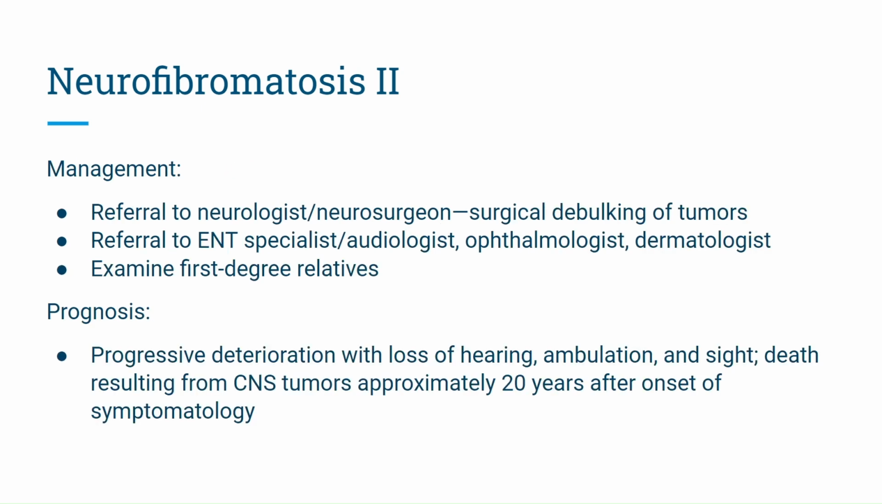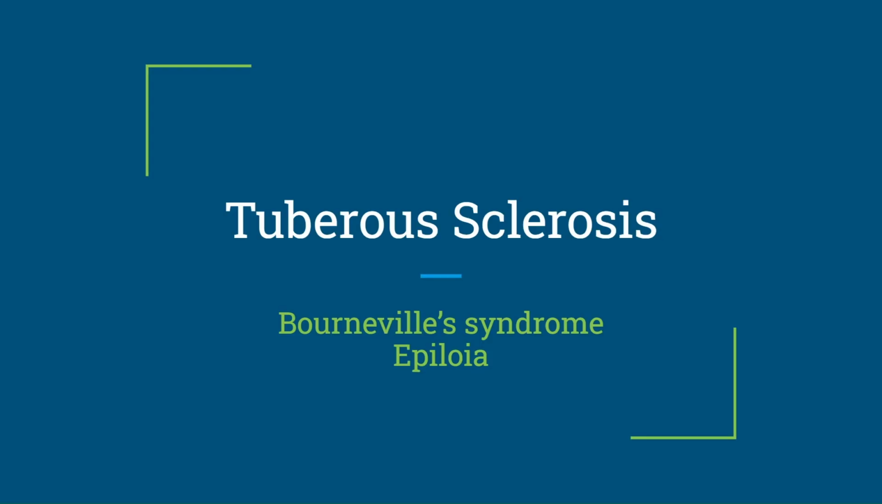Referral: you heard it here. Cranial masses require people that are specialized in the cranium. So that can be ENT for hearing deficits, that can be neurosurgery, that can be ophthalmologists, depending on where these masses are and what findings are found. The progressive deterioration in hearing, ambulation, and sight can lead to an early death, as well as CNS tumors that are less specific to this disease can cause a severe disease burden as well.